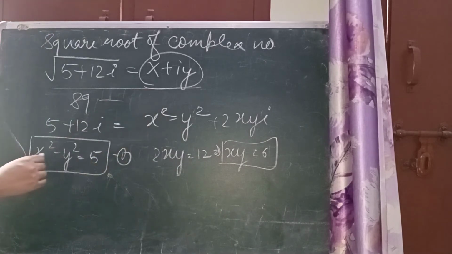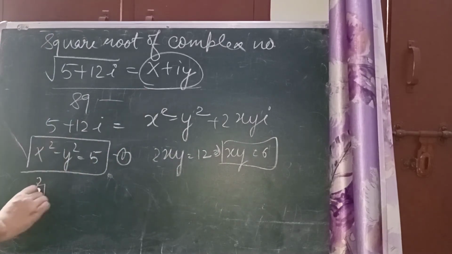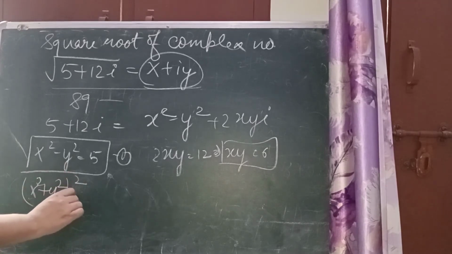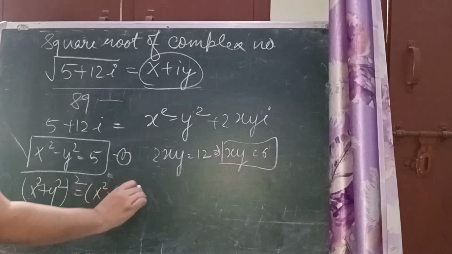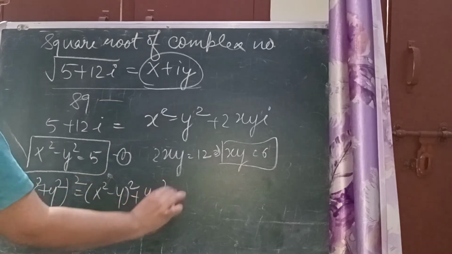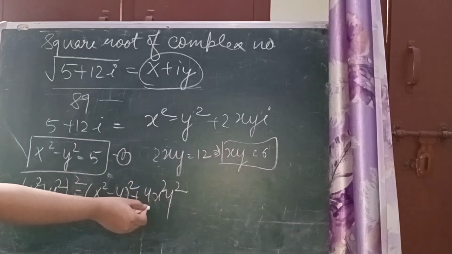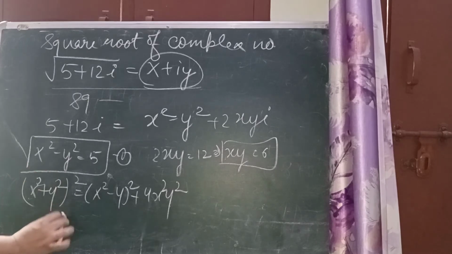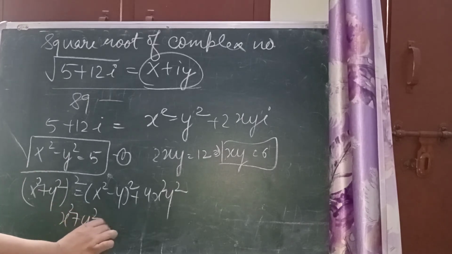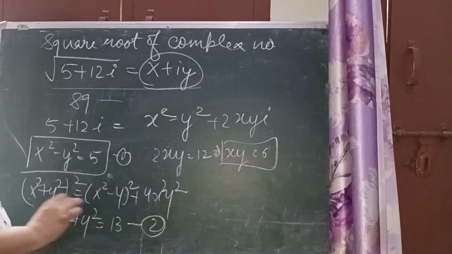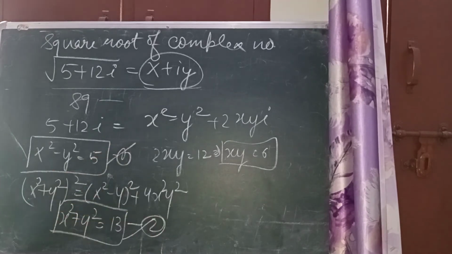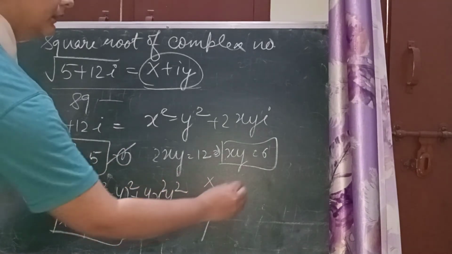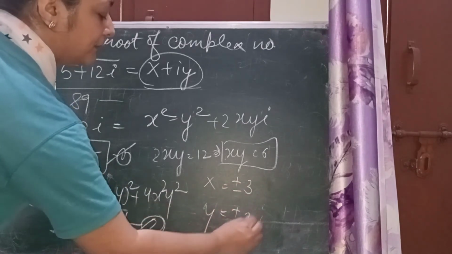As you know, x square minus y square and x square plus y square are related to each other by the identity: x square plus y square whole square is equal to x square minus y square whole square plus 4x square y square. You can put in the value of xy from here and get the value of x square plus y square. Then you will get x square plus y square is equal to 13. This will be our equation number 2. After solving equations 1 and 2, you get the values of x and y: x will be plus minus 3 and y will be plus minus 2.